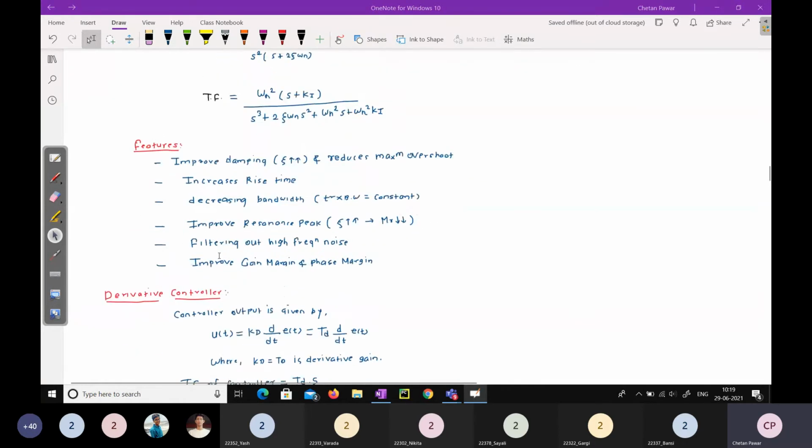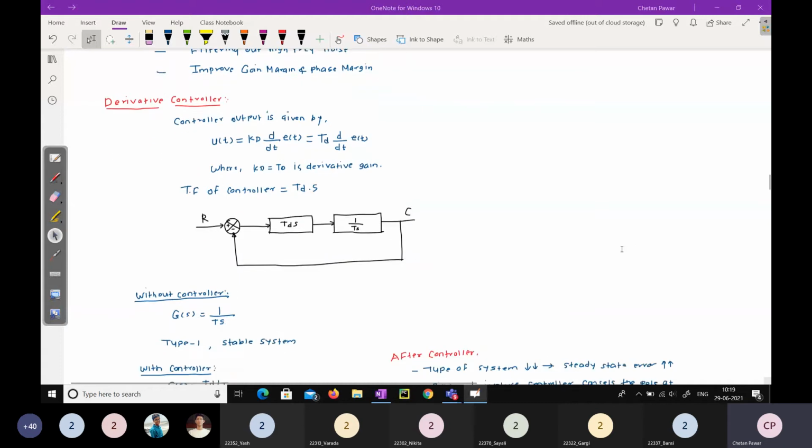Now the next controller is the derivative controller. In the derivative controller, the controller output is given by u of t equal to Kd times the derivative of the error signal. Here Kd is the derivative gain. Sometimes they refer to it as Td also, so Kd is equal to Td, the derivative gain. The transfer function of this controller will be Td into s.